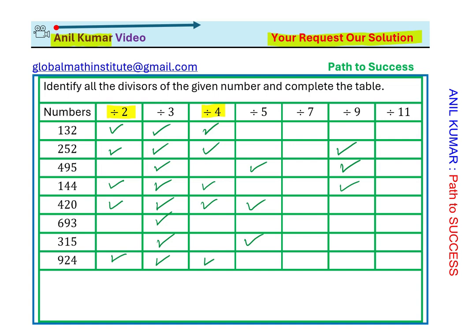426 doesn't work. 4, 9, okay, 6, 9, 3, it works. So 693 works. 315. So 4 plus 5, 9. It works. So we just split and add, correct? 9 works, 24 does not work, so leave it.